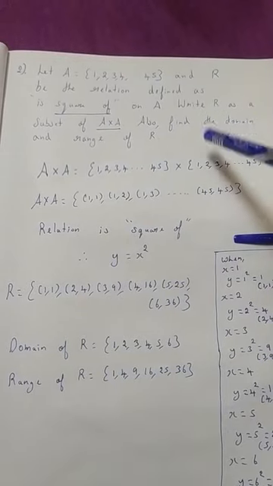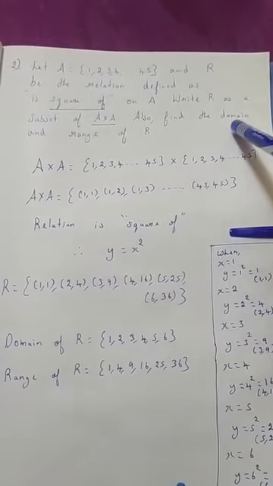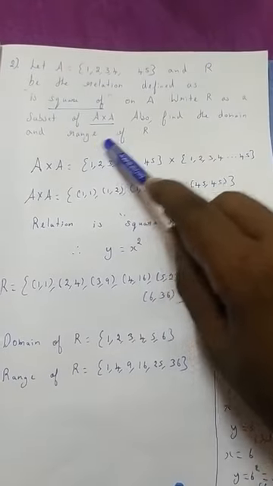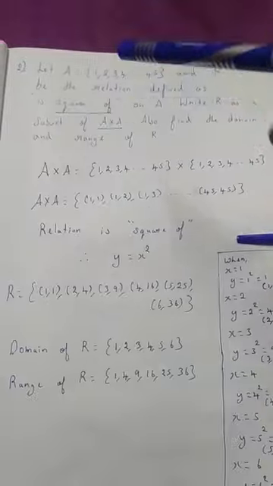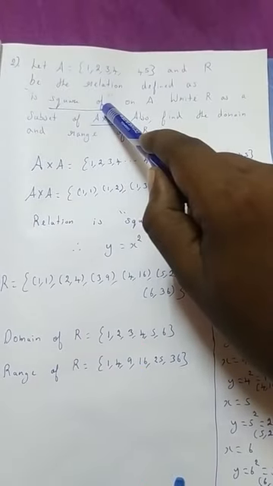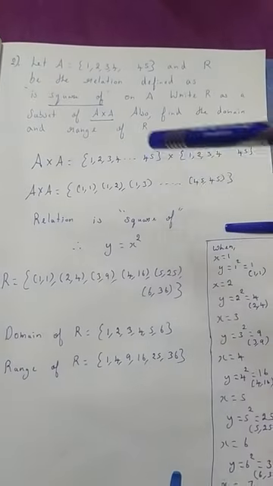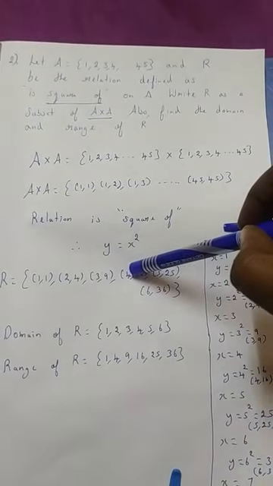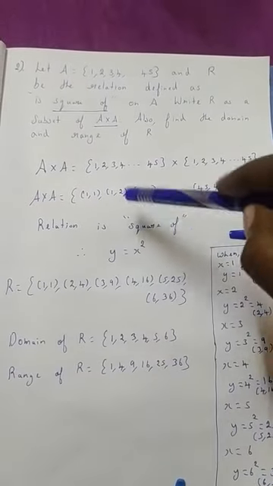So we have to find out the relation, that is capital R. Also we have to find the domain and range of that relation R. Okay. So in this question we have two clues. One is "square of", another one is A cross A. In our previous questions we had two different sets, so we found out A cross B.